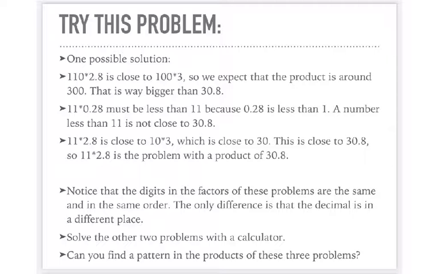Notice that the digits in the factors of these problems are the same and in the same order. Right? You see that 11028? Same in all of them. The only difference is that the decimal is in a different place.